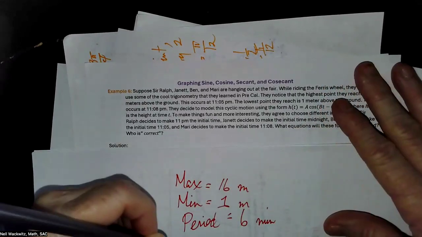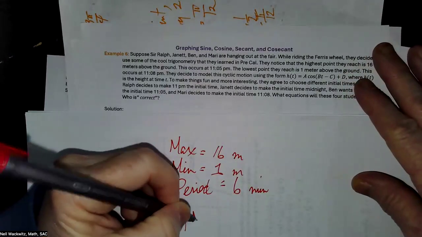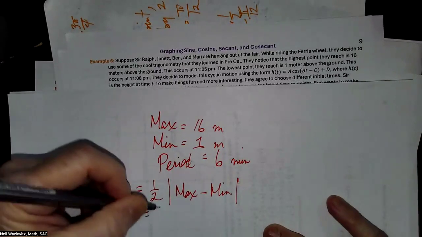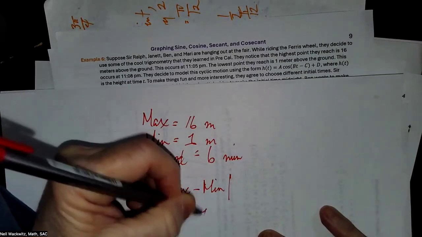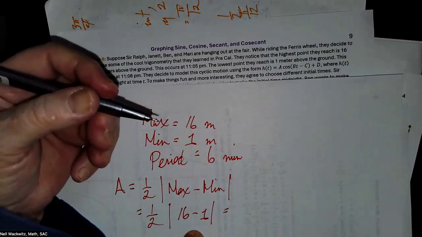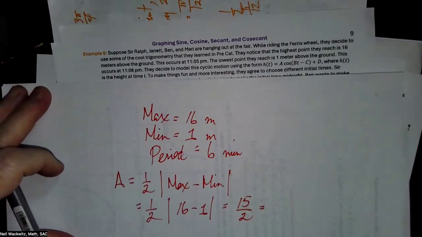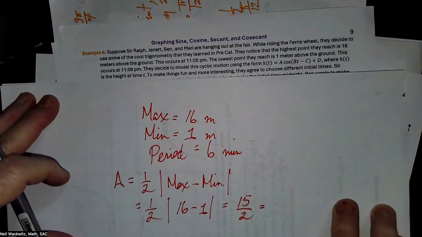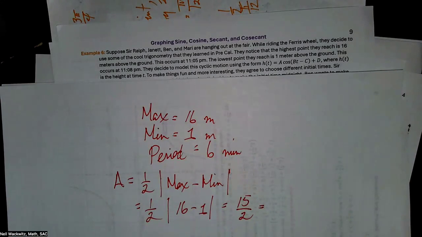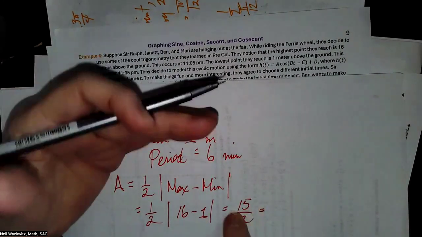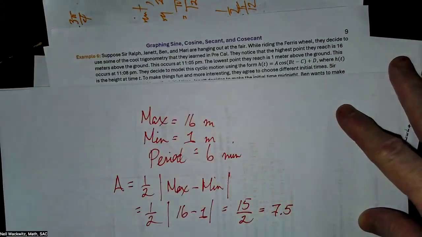I know that the amplitude is 1/2 max minus min, absolute value. So it's 1/2 16 minus 1. 16 minus 1 is 15, and 15 over 2. Yeah, but let's go ahead and write it as a decimal. Two goes into 14. Good. So 7.5, and let's see if we can figure out the units.